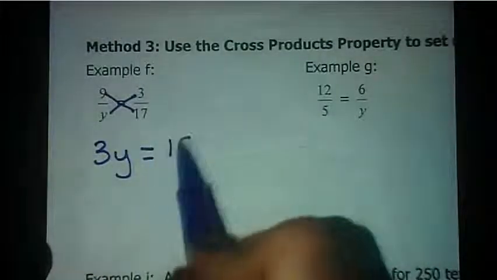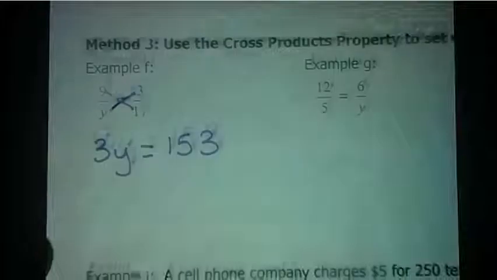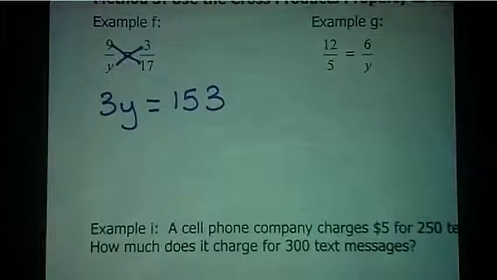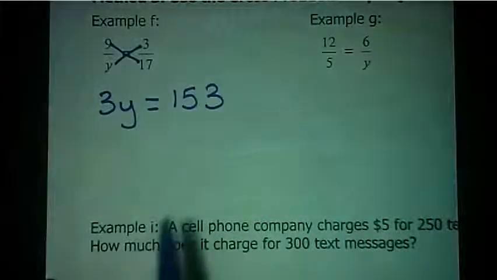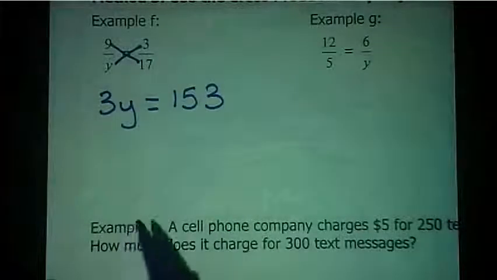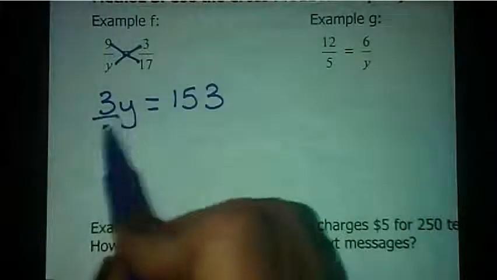which is 153. This should look familiar to you. Now we're trying to solve an equation. What times 3 is 153? Remember, to solve a multiplication problem, we're going to divide. So divide by 3 on both sides.